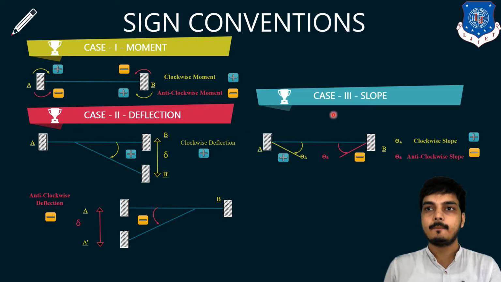Now, our case number 3 is slope. You can see that A to B supports are fixed and span AB is given. A is causing a clockwise kind of slope, B is causing an anti-clockwise kind of slope. So theta A will be clockwise slope, so positive. Theta B is anti-clockwise slope, so negative. So these are the basic sign conventions.